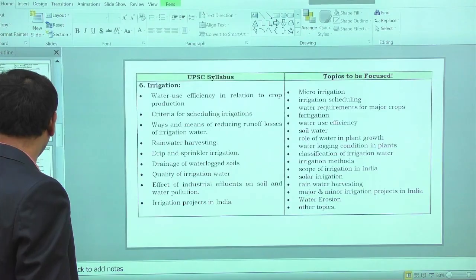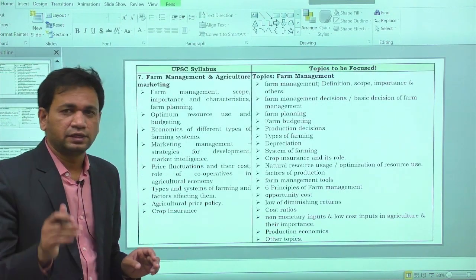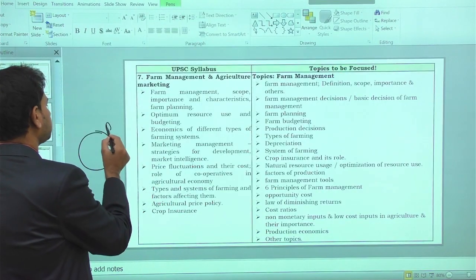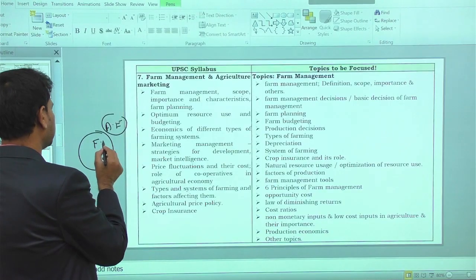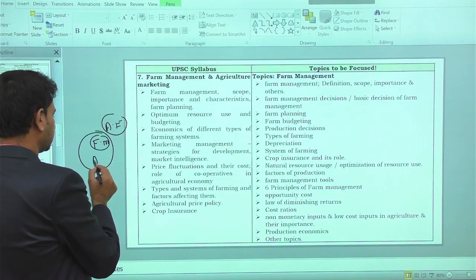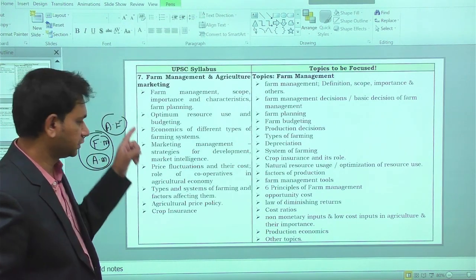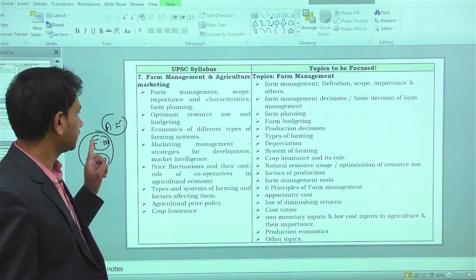Okay. Then another one, we have the subject called agriculture economics. In agriculture economics, there are two subjects here. One is farm management, another is agriculture marketing. These two have their syllabus here, and according to that, a minimum of 5 questions will always be there from agriculture economics.